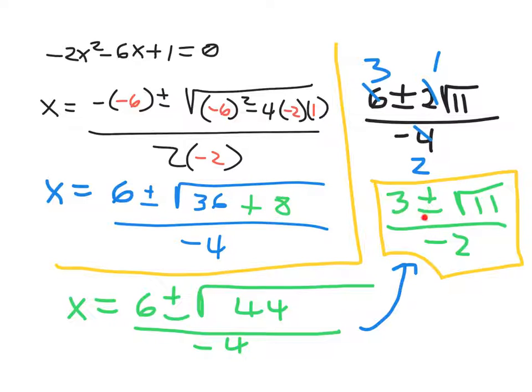We got 3 plus minus radical 11 over negative 2. So I'm really hoping I didn't make any careless mistakes here. It's possible that I did.